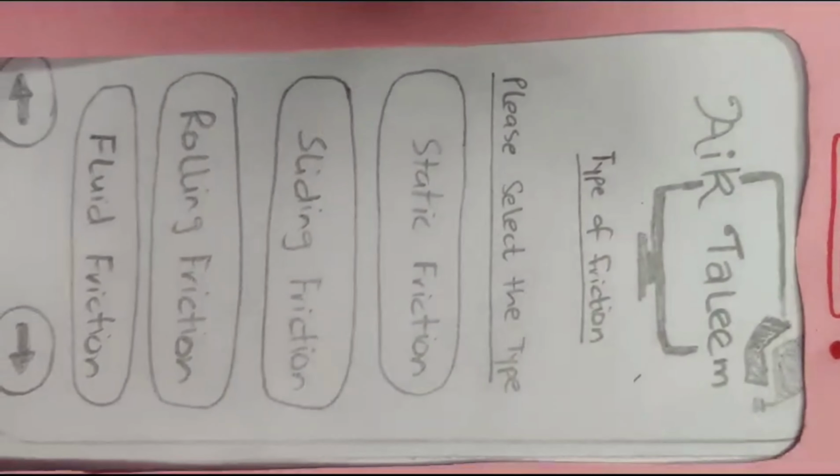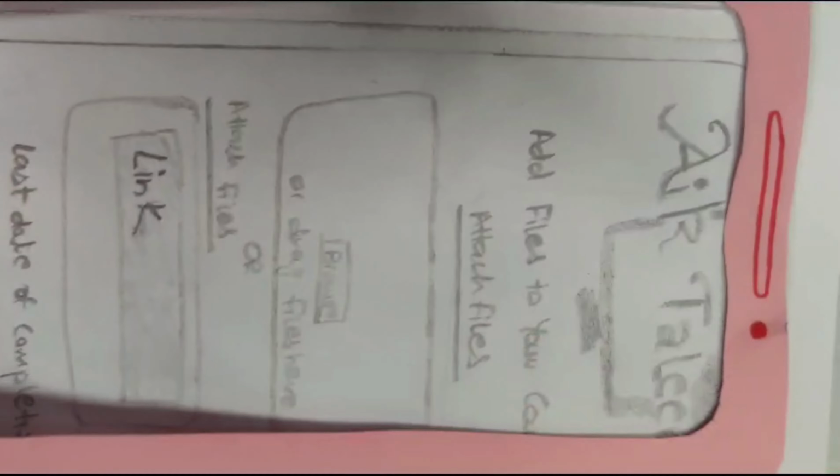In the next step, we have to add a module in our course. Then we will select the type of module. Then we will attach a file or link in our course.